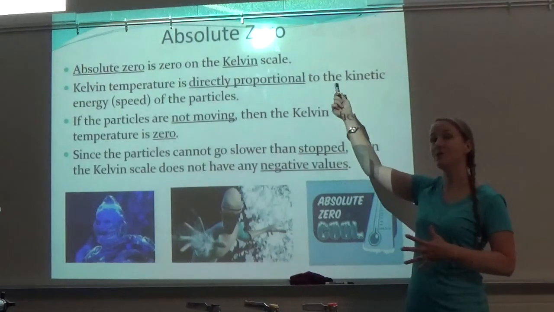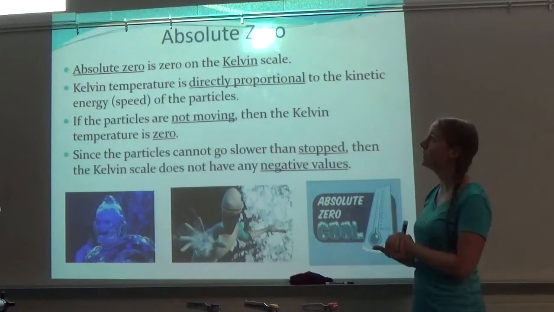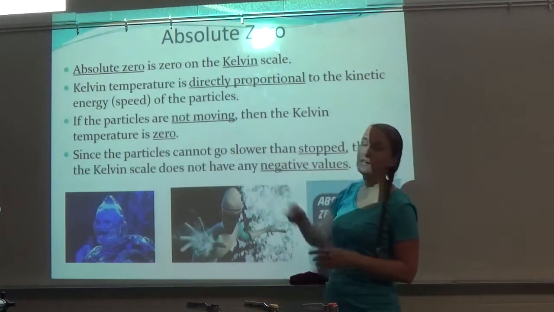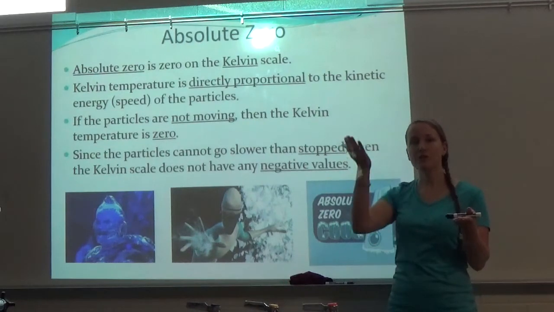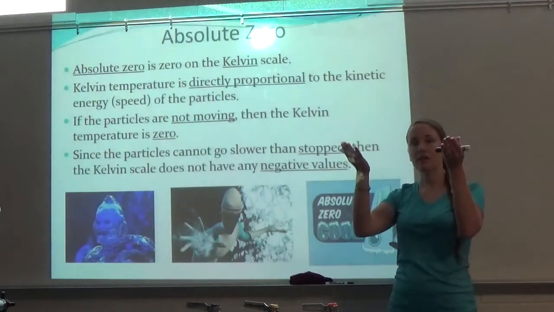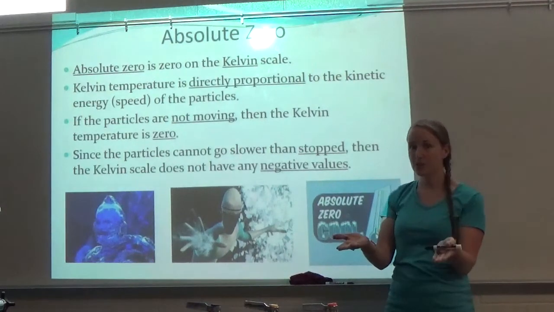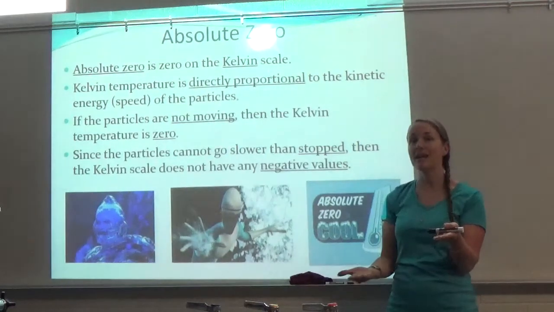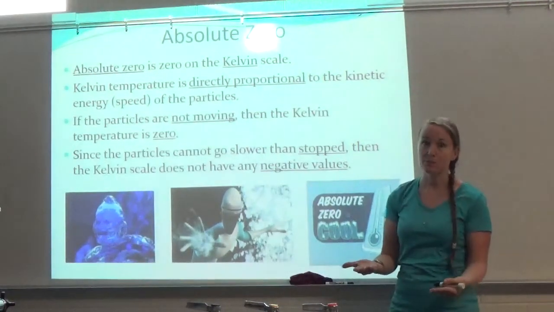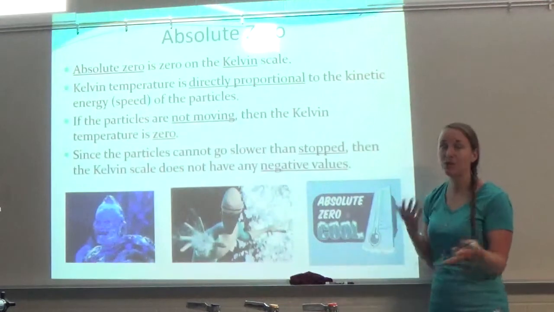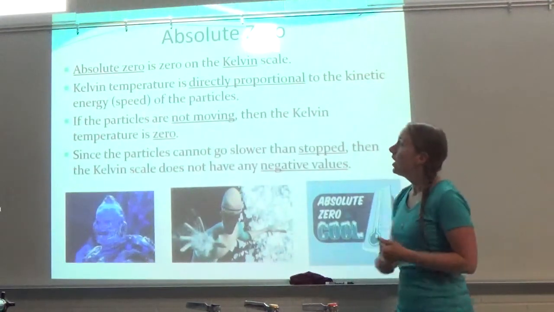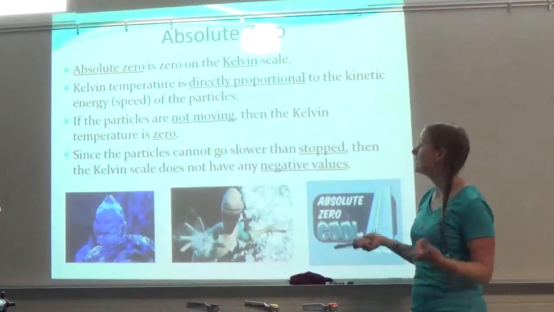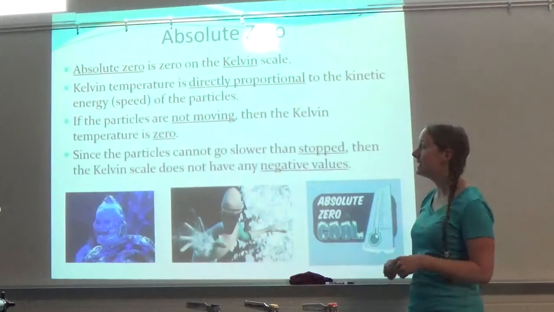So let's talk about that 0 Kelvin. Absolute 0 is 0 on the Kelvin scale. Kelvin temperature is directly proportional to the kinetic energy or speed of the particles. So if the particles go faster, your Kelvin temperature gets higher. If the particles move slower, the Kelvin temperature gets lower. If the particles stop moving, because that's of course the slowest they can go, so they have 0 movement, Kelvin temperature is 0. That's why it can't be negative. You can't go slower than stop. Since the particles cannot go slower than stopped, the Kelvin temperature does not have any negative values.